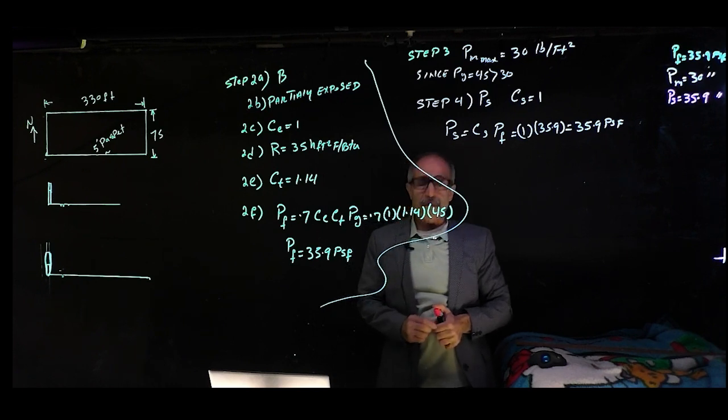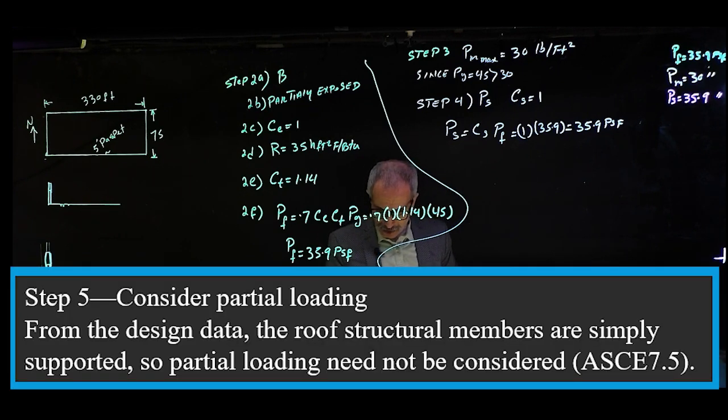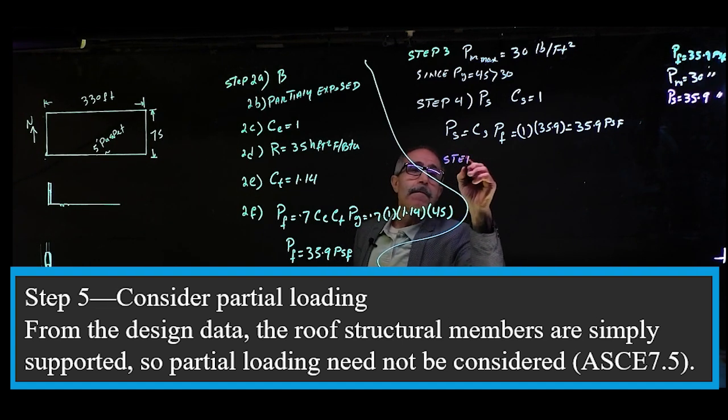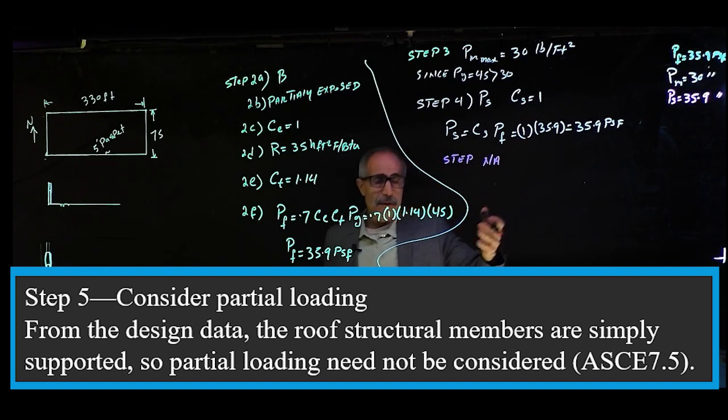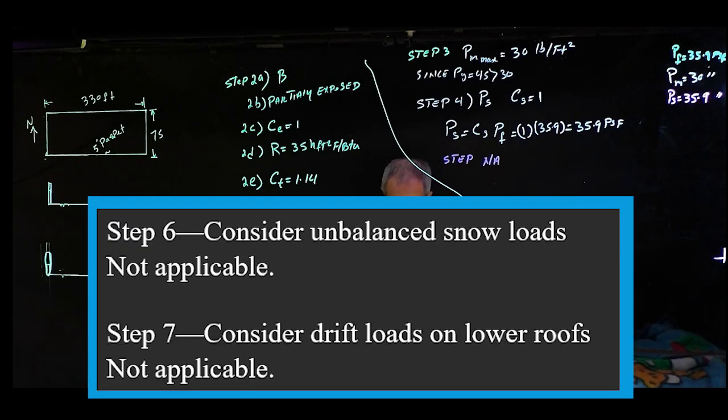So we're going to look at step 5. Step 5 is consider partial loading. They already gave us that, so it's based on the given design data we have. The structure is simply supported, so there is no need for step 5. It doesn't apply because the structure is simply supported. Step 6, consider unbalanced snow load. Again, this is a flat roof, so that doesn't apply. Step 6 also does not apply.